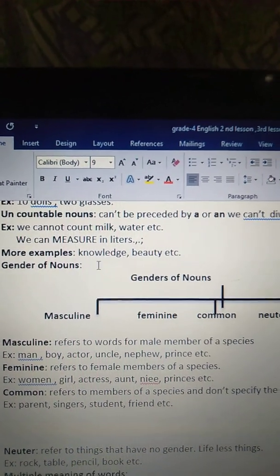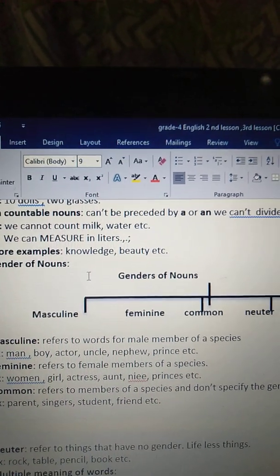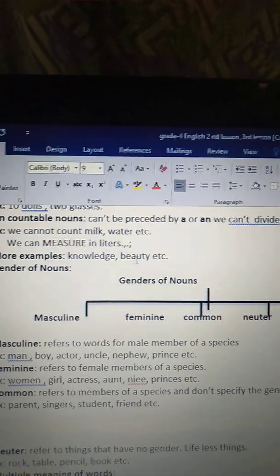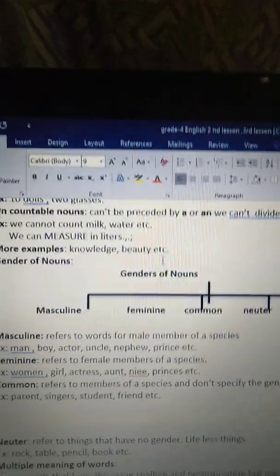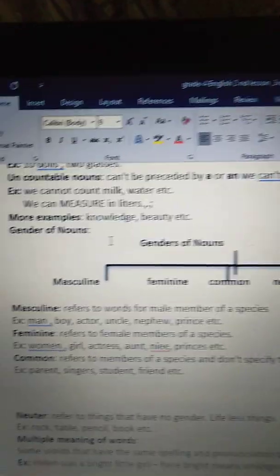More examples: knowledge, beauty. Will you count knowledge? 10 knowledge, 9 beauties, like this? No, we can't count them. These are uncountable nouns.